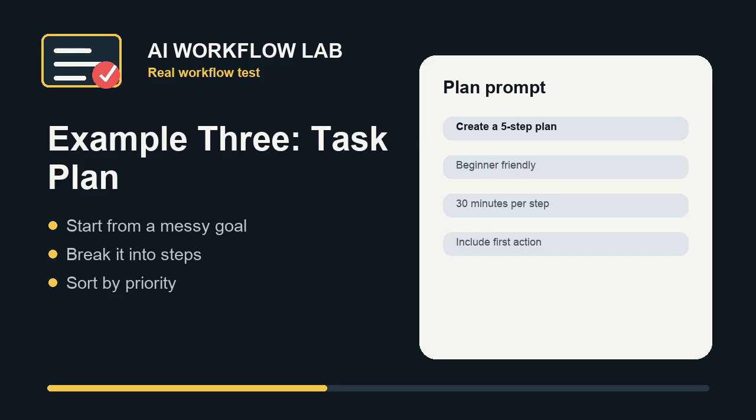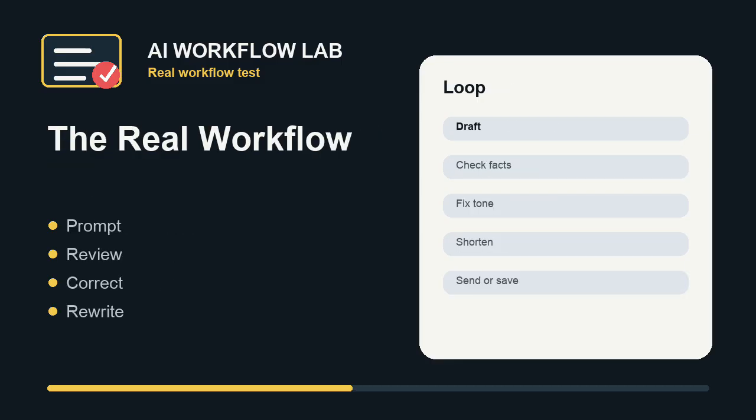This is the real workflow. Prompt, review, correct, rewrite, and use. Do not copy the first answer blindly. Treat it like a draft from a fast assistant. Check facts. Fix tone. Shorten anything that sounds padded. Then use the result. Do not stop after the first draft.